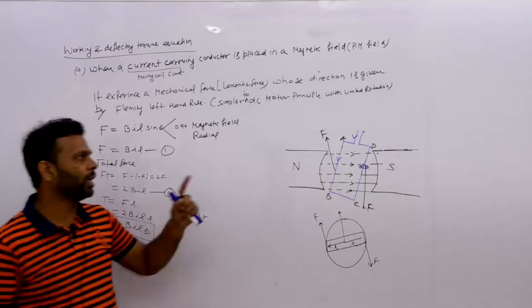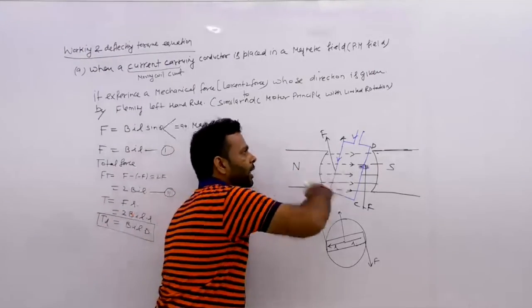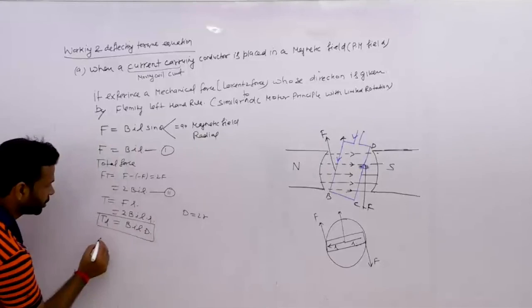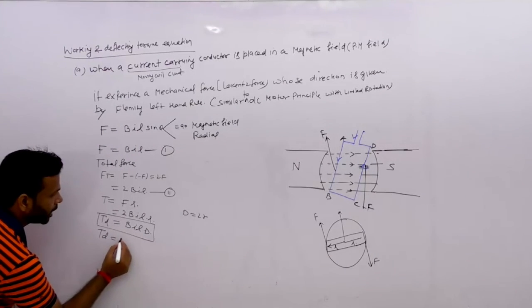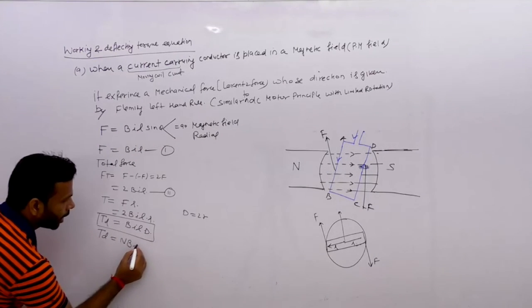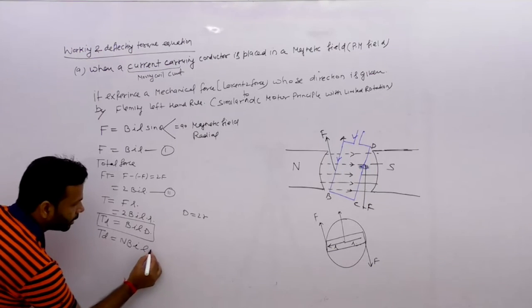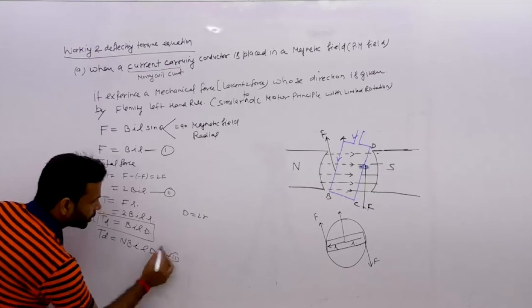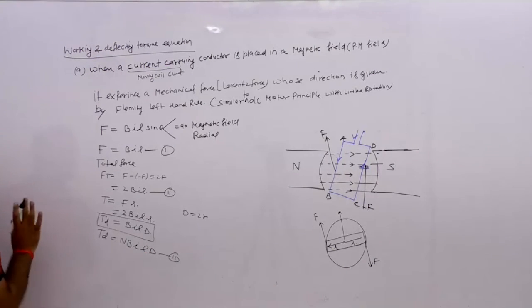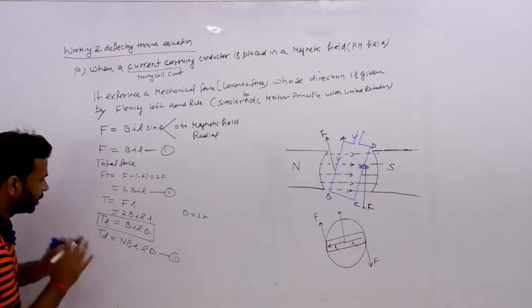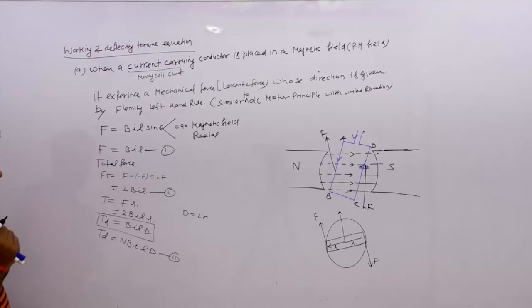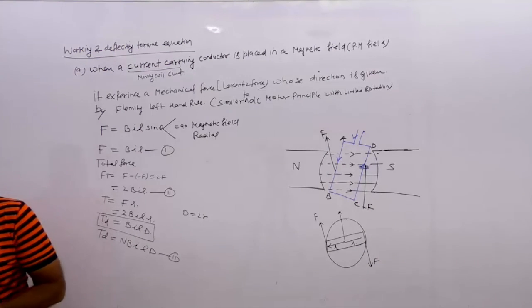If your moving coil is having N number of turns around that, then your deflecting torque equation becomes NBILD, the equation number 2. This is your deflecting torque equation of the PMMC instrument. Clear है यहाँ तक बात? Hopefully ये बात समझ में आ गई होगी. Now I am just erasing your diagram.